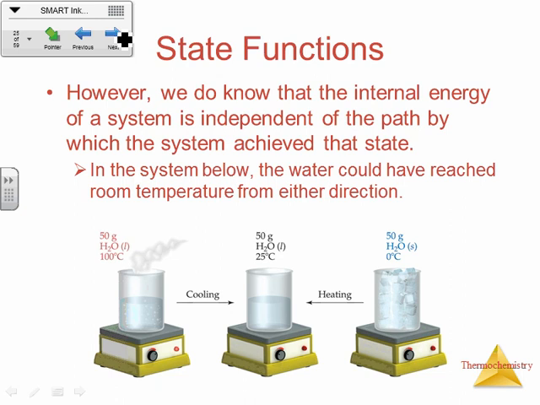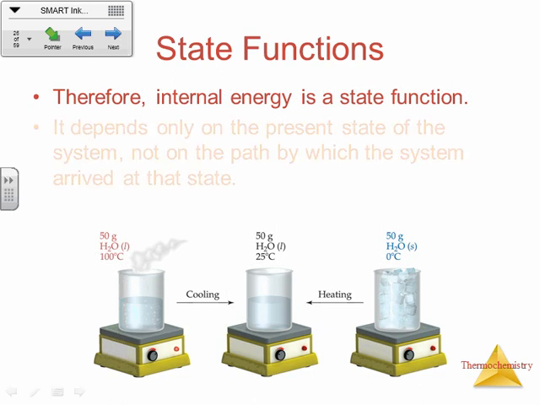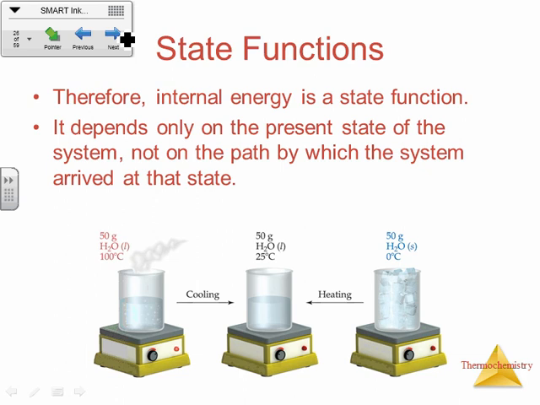But the idea here is this water in the middle is at 25 degrees Celsius. Now, I could have gotten there by cooling down from 100, or it could have gotten there by warming up from 0, okay? Either way, it is now at 25 degrees Celsius, okay? So it doesn't matter so much, if we're talking about state function, how it got there. It just matters that it got there, okay? So internal energy is a state function, okay? It depends only on the present state of the system, not the path by which it arrived at that state.